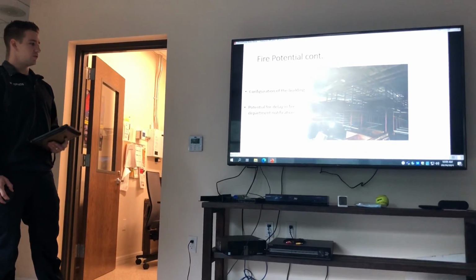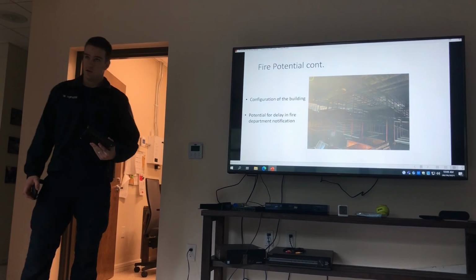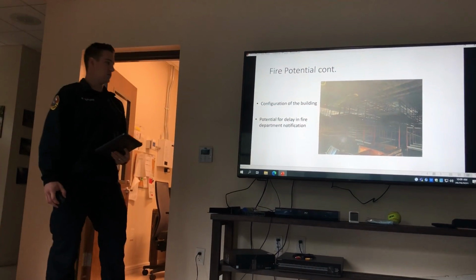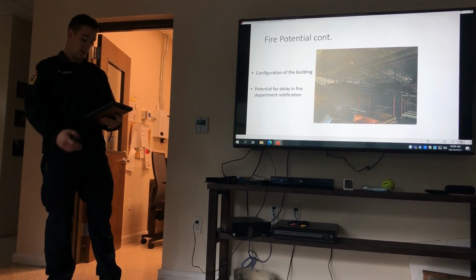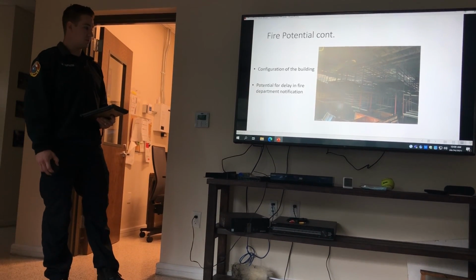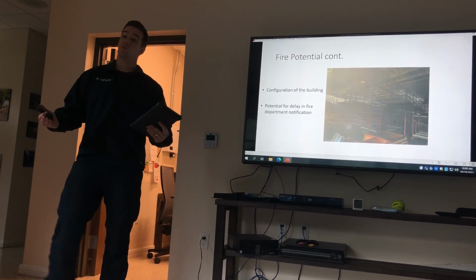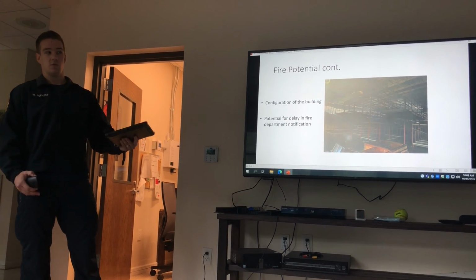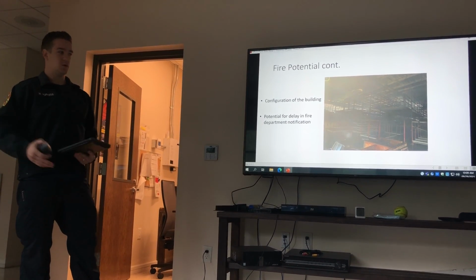And then talking about potential for delay in fire department notification. Obviously time is a critical factor in fire growth. We all know that fire doubles in size potentially every minute, and conditions that lead to delays in the discovery of these fires in vacant, abandoned buildings could be things like large buildings without windows or doors that fire comes out of, whether or not it's located in an area where there are lots of people, or whether or not there's lots of other abandoned buildings around them.